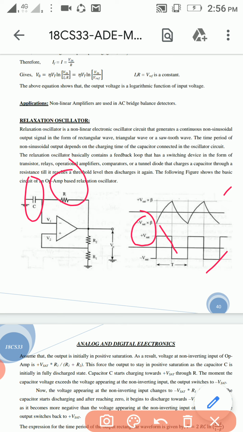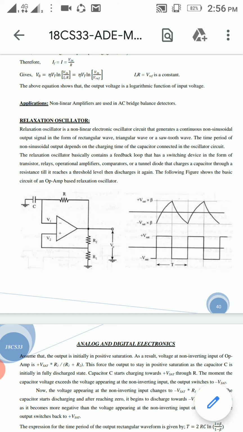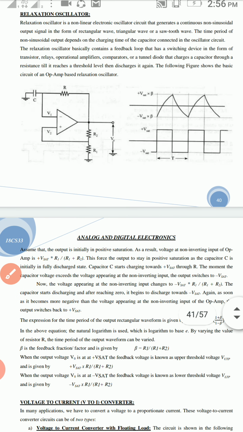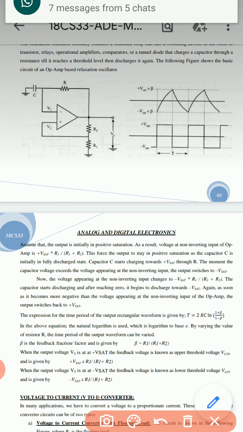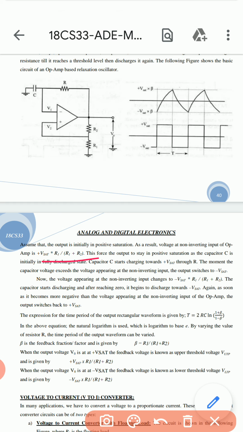And there are some expressions we have to remember. Whenever the capacitor starts charging, the expression should be like this, the positive expression, that is plus Vsat into R1 divided by R1 plus R2. If the capacitor starts discharging, means it starts moving towards minus Vsat, then the expression should be minus Vsat into R1 divided by R1 plus R2.